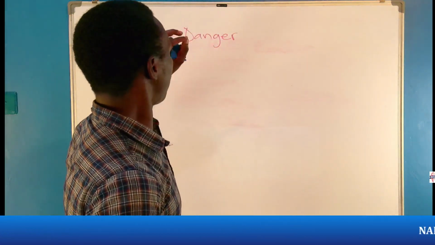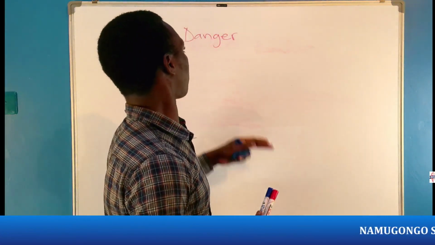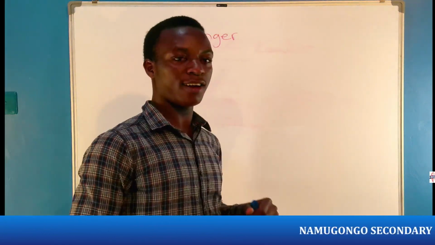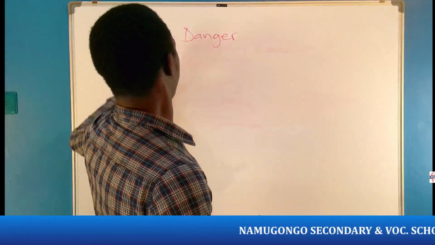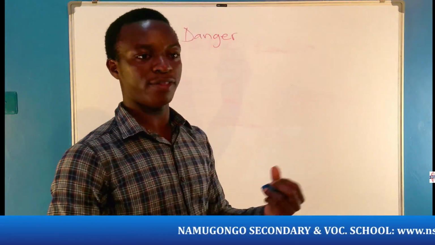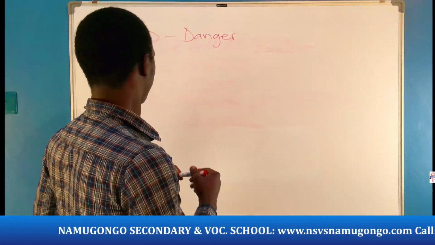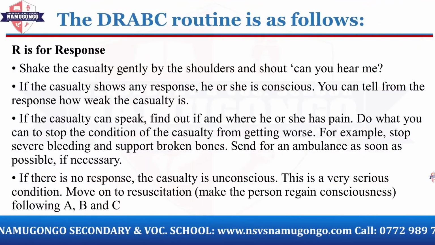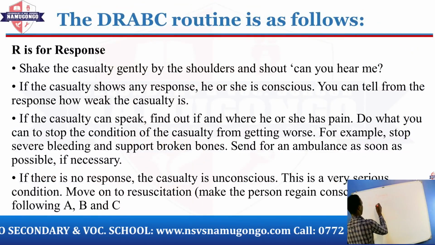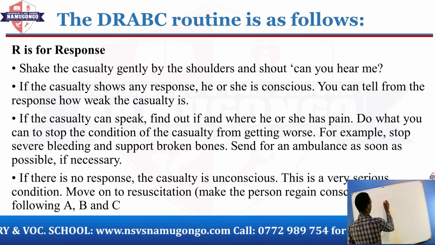Okay, so after checking for the danger, you have realized there's either danger, you have done what you are supposed to do, and then if there's no danger, you know what to do now. The next thing you do is you go to R. That is response.